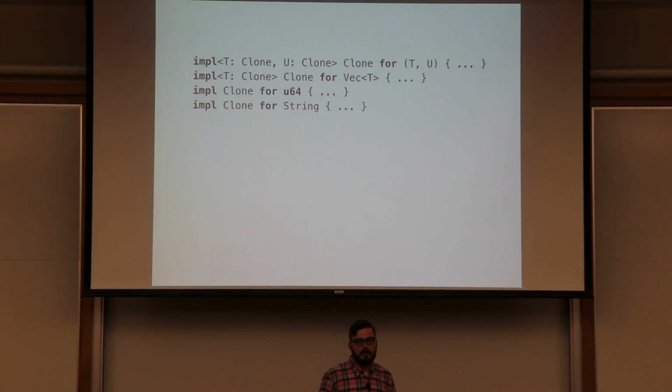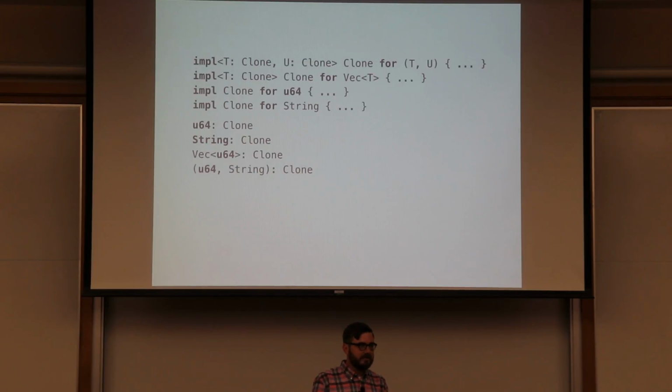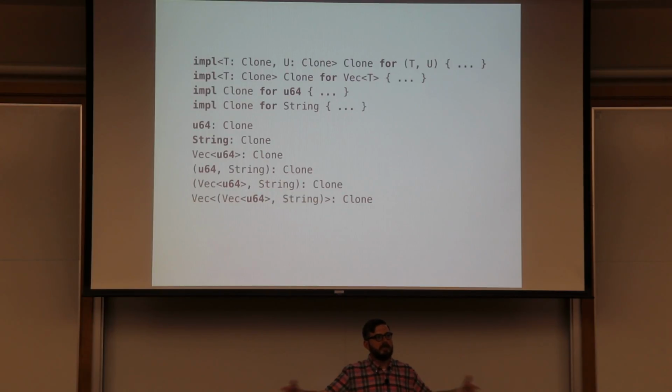So summarizing a few implementations we have: the one for pairs, for vectors, and then we have just leaf implementations for built-in types like U64 and string. And from this, we actually get an infinite collection of implementations, right? So we can deduce that U64 is clone and string is clone. But then using the composition, we know, oh, well, vec of U64 is clone, and pair of U64 string is clone, and so on and so forth, right? We can build up arbitrarily complicated types and deduce that they implement clone because of these composite implementations.